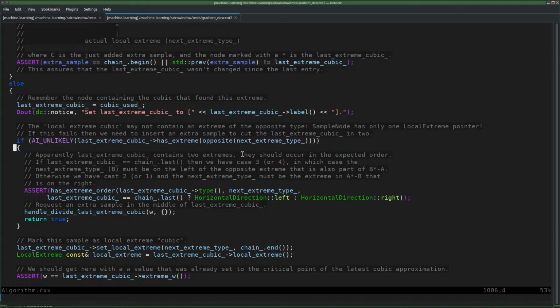Apparently, a last extreme cubic contains 2 extremes. They should occur in the expected order. If last extreme cubic equals chain last, then we have case 3 or 4. In which case, the next extreme type B must be on the left of the opposite extreme that is also part of BA. Otherwise, now I start paying attention, we have case 2 or 1, and the next extreme type must be the extreme in AB that is on the right.